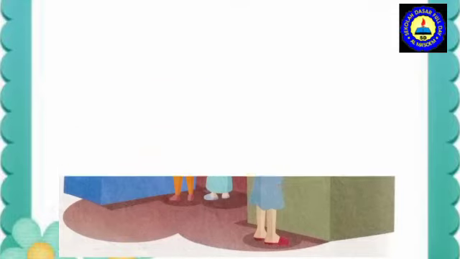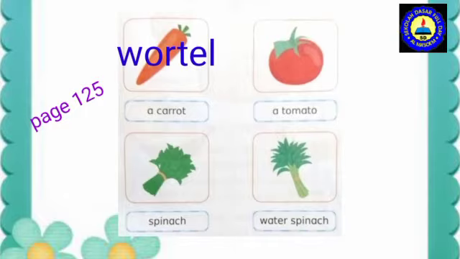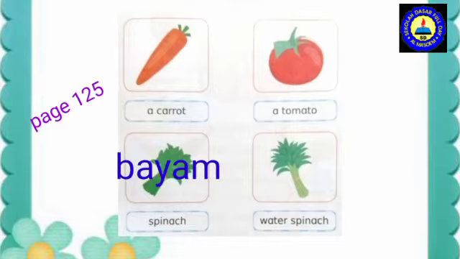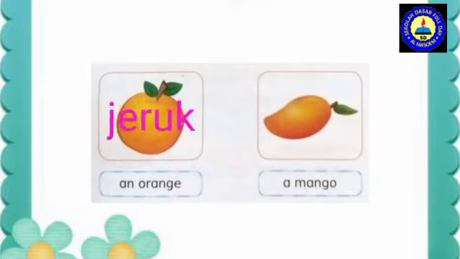Now, let's go to page 125. Read aloud. A carrot. A tomato. Spinach. Water spinach. An orange. A mango. An apple. A strawberry. A banana. A chili.